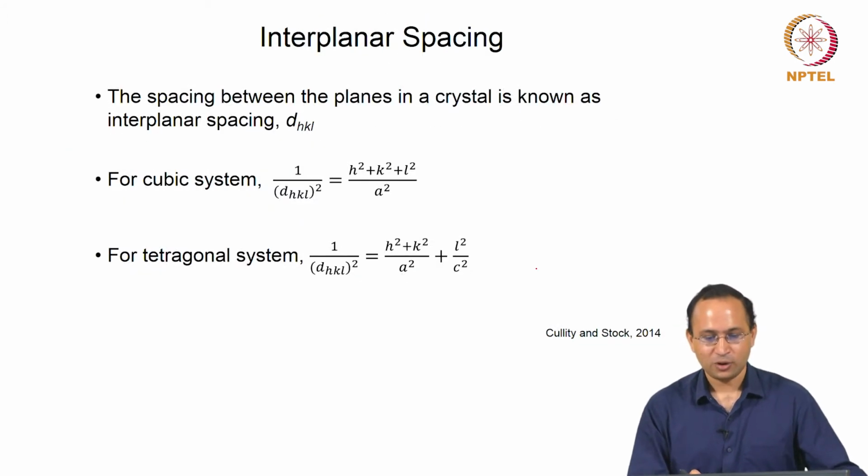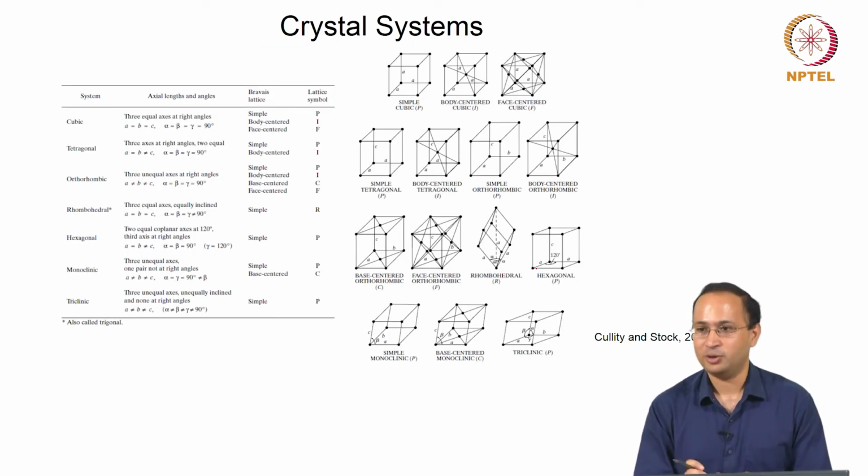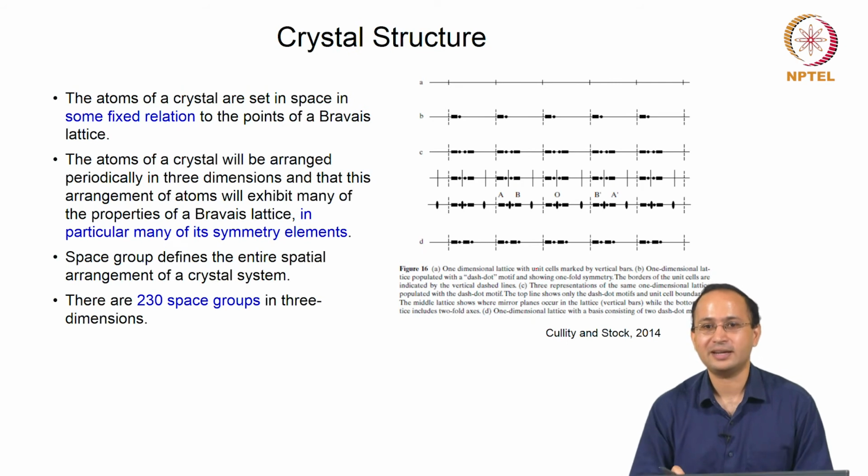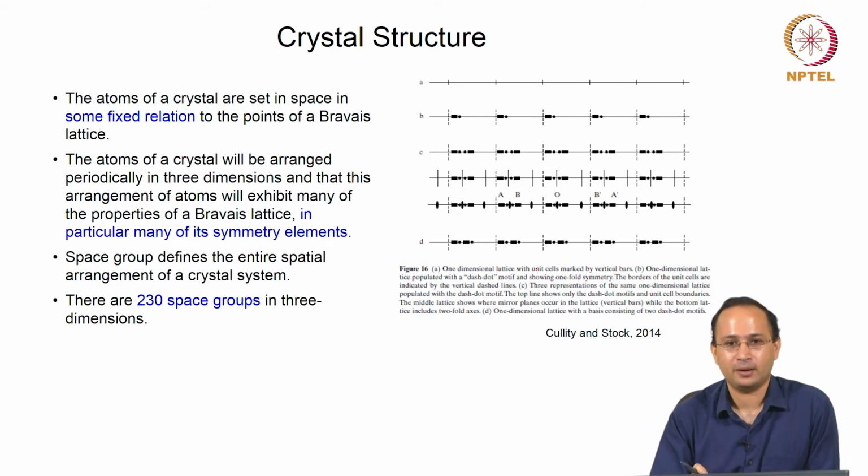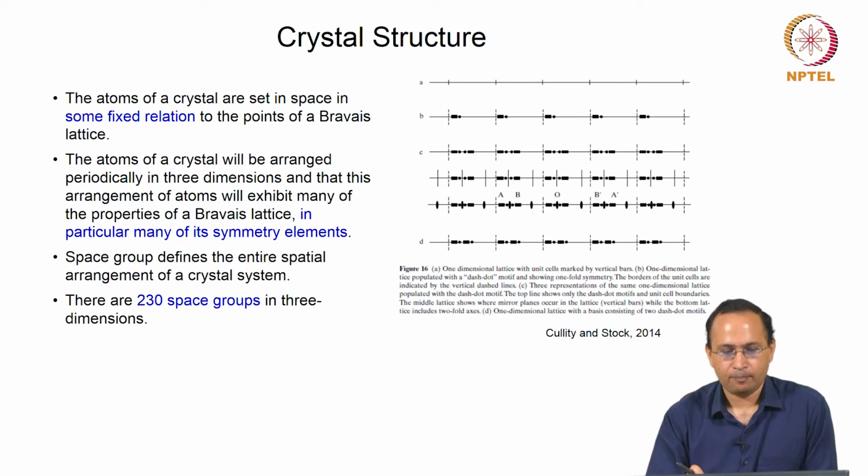So now you know about the unit cell, and now you have to apply these symmetry operations, that is what will give you a crystal. Now we are talking about the real crystal structures, right, those are the geometric manifestations. So the atoms of a crystal are set in space in some fixed relation to the points of a Bravais lattice. We know there are 14 Bravais lattices, right. Some fixed relation could mean symmetry, okay. And the atoms of a crystal will be arranged periodically in 3 dimensions, and this arrangement of atoms will exhibit many of the properties of a Bravais lattice, in particular many of its symmetry elements, okay.